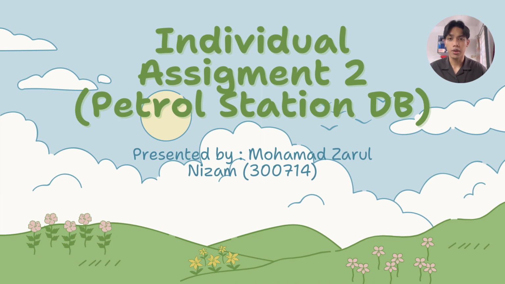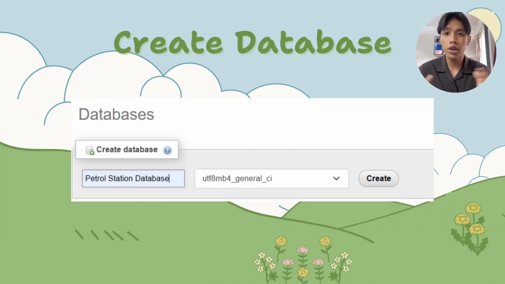Today, I will explain about the petrol station database system. First things first, in order to create the database, I need to click the new button on the left and key in the database name, which is petrol station database system, and click the create button.